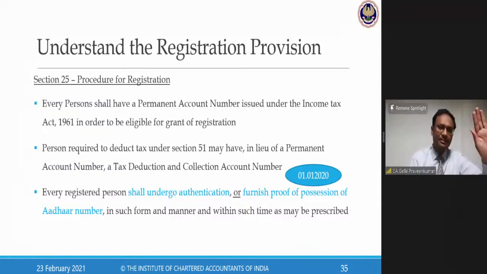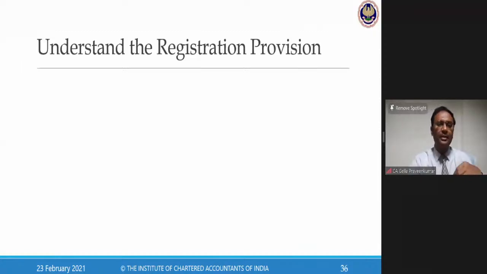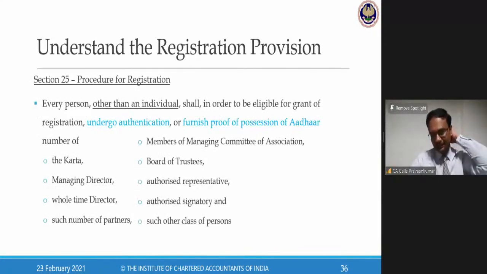Then Aadhaar is compulsory. Sir, I don't have Aadhaar. What will I do? There is another method of verification where a physical visit happens to your premises. This is what they are saying. Now, who all are required to have Aadhaar?